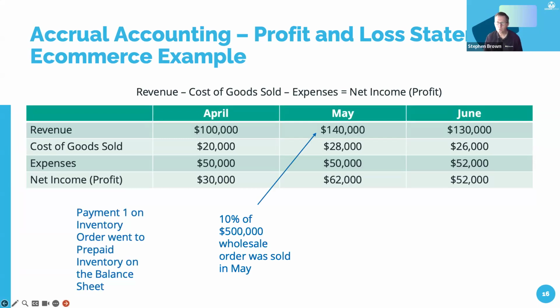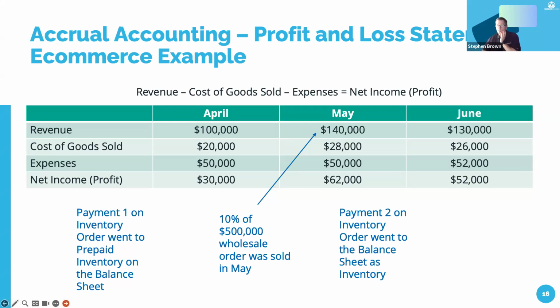Month two, well, I received $500,000 from my wholesale order, but they only sold 10% of that order. So they sold $50,000 worth of product, and then I made another $90,000 on my Shopify store. So I'm going to apply $50,000 of that wholesale order in May, and then I have my cost of goods sold, and I used a 20% cost of goods sold, and my expenses are somewhat fixed. Hey, that was a really great month. Payment two on the inventory also went to the balance sheet. Okay, where was this balance sheet? Well, we'll get into that.